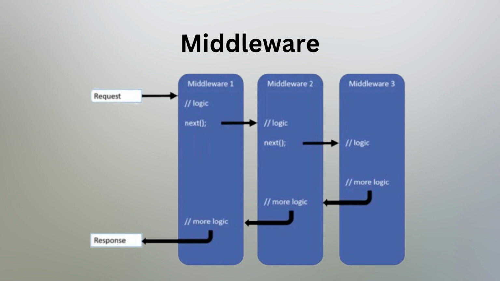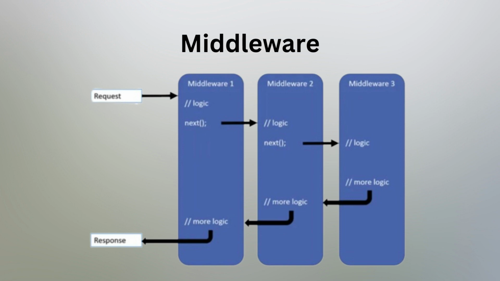In addition to the built-in middleware components provided by the framework, developers can also create their own custom middleware components to meet specific requirements. Custom middleware components can be developed using any .NET Core compatible language, including C# and F#.